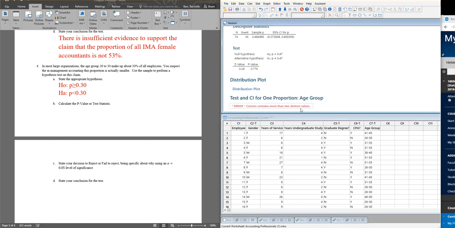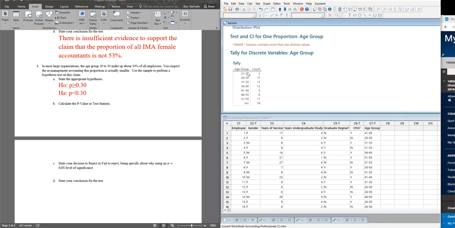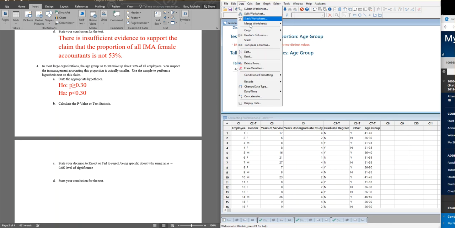And it says column contains more than 2 distinct values. That's because if you look at age group, there's a bunch of stuff in here that's not 2 things. So watch. If you go to Stat, Tables, Tally Individuals, and throw age group in there, you'll see that I actually have like 6 groups here. Yikes. So that's the problem. Remember with the proportion test, it can only do a success out of a total, so it needs things that look like gender, where there's just 2.